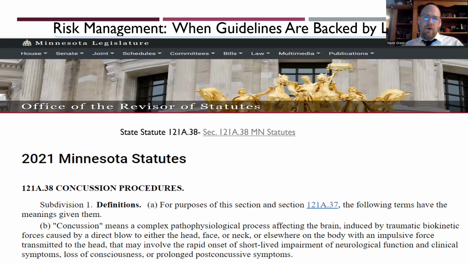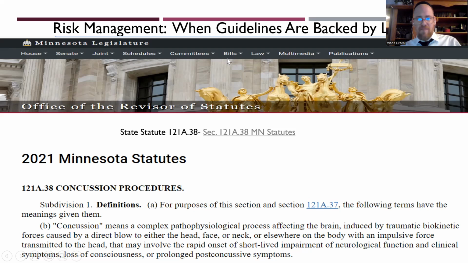All right, here's the deal. Let's talk a little bit about risk management. What about laws? What about when guidelines that we have are backed by state law, particularly in the state of Minnesota? So Minnesota actually does have a concussion law, and this concussion law applies to both youth sports and secondary school activities.